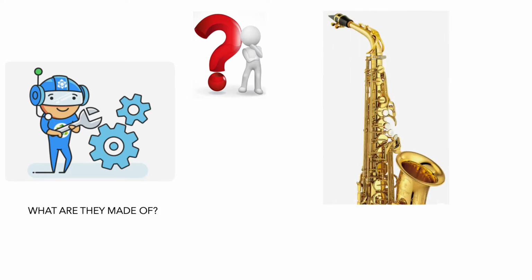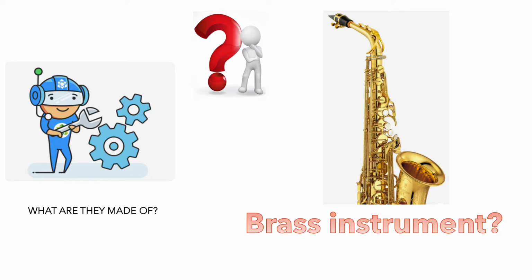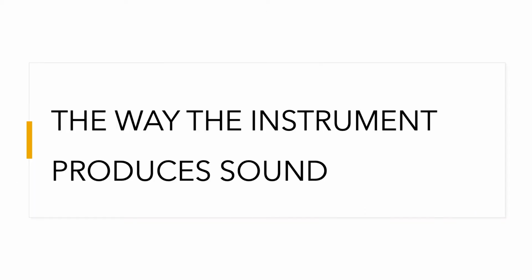Some of you might have said it depends on what they are made of. For example, a saxophone is made of brass, so therefore it must belong to the brass family, shouldn't it? This assumption, however, would be incorrect. The method used to correctly classify them is by the way the instrument produces sound. Once we know this, we can place the instrument into one of the music families.